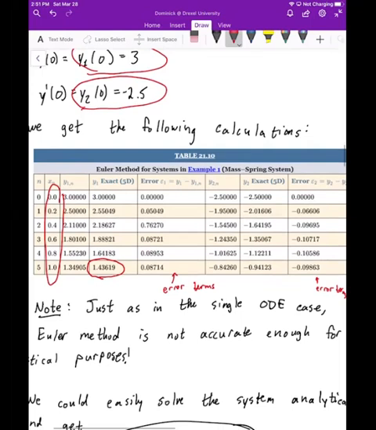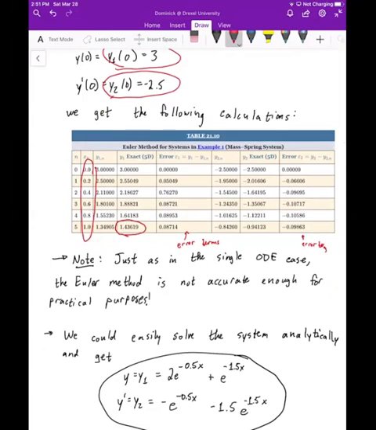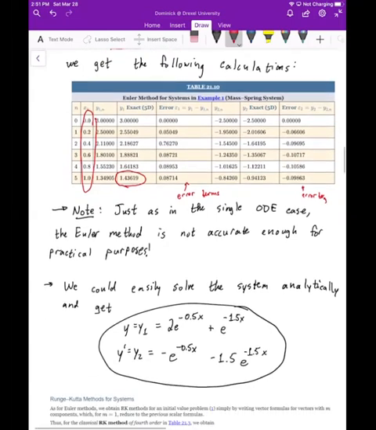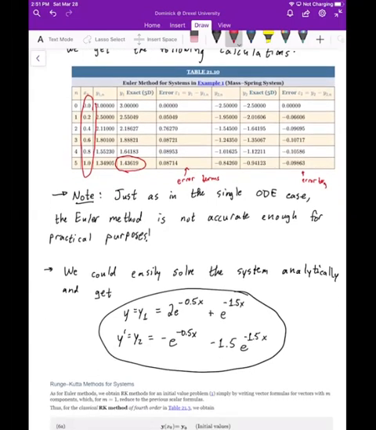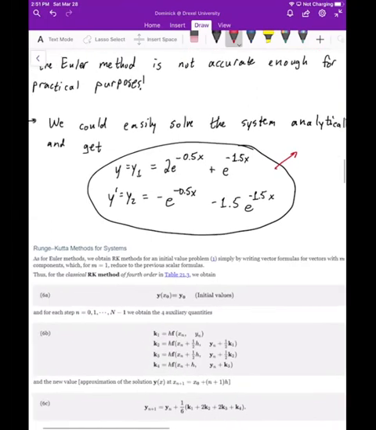Again, just as a reminder, for the single ODE case this method is not practical because you pretty quickly get fairly significant inaccuracies. But we're just using this to motivate the idea of solving a system numerically. This system is one you could solve fairly easily using methods we previously discussed, and you would find that your solution would be in this form. So that's a brief introduction to the Euler method.